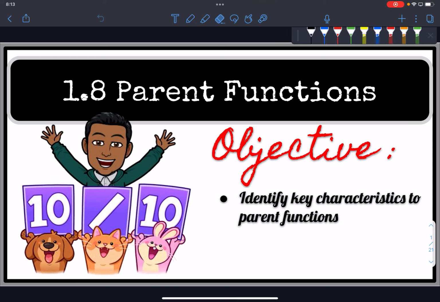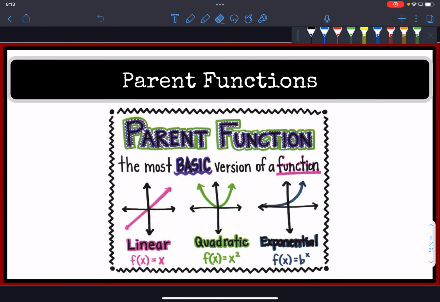In this lesson 1.8, parent functions, you will learn how to identify key characteristics of these parent functions. Now, a parent function is the most basic version of a function, and here are 3 of the 7 examples I'm going to be looking at. Well, except for the exponential one, we're not going to look at that today, but these are 3 of the various parent functions. And we're going to be looking specifically at 7 of them that you should have studied in Algebra 1 and Algebra 2, and talk about some of those basic characteristics about them.